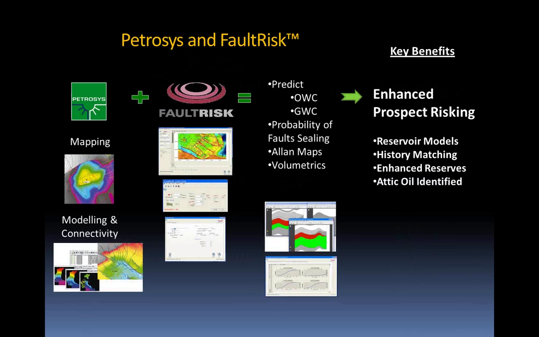For those of you not familiar with Petrosys, we're working primarily with mapping and surface modeling data. When we integrate that with the stratigraphy and fault risk, we can produce oil-water and gas-water contacts, the probability of fault sealing, and we can also create Allan maps and generate BRV, bulk rock volume, volumetrics. The key benefit of working with FaultRisk is that it gives us good prospect risking, working out which leads will become prospects. It also helps reservoir modeling and history matching, to look at brownfields and older fields as they start to reach the end of their life, due to the water contacts moving up and getting smaller compartments and attic oil becoming important.